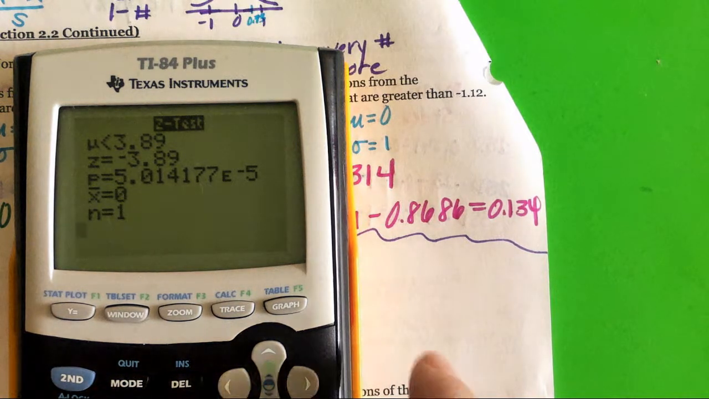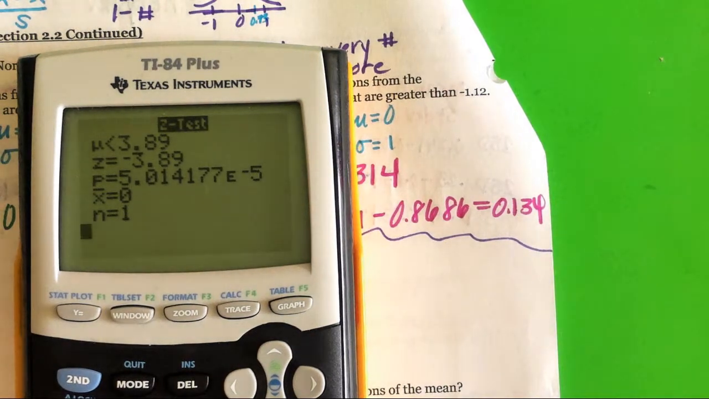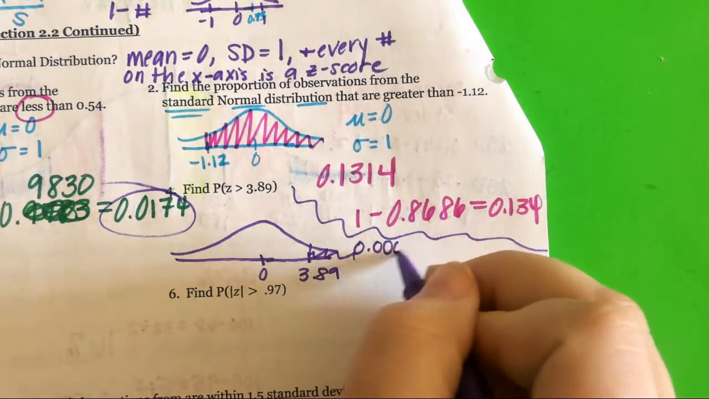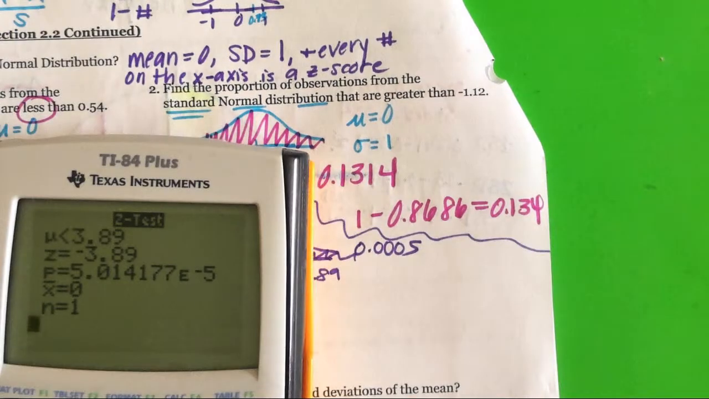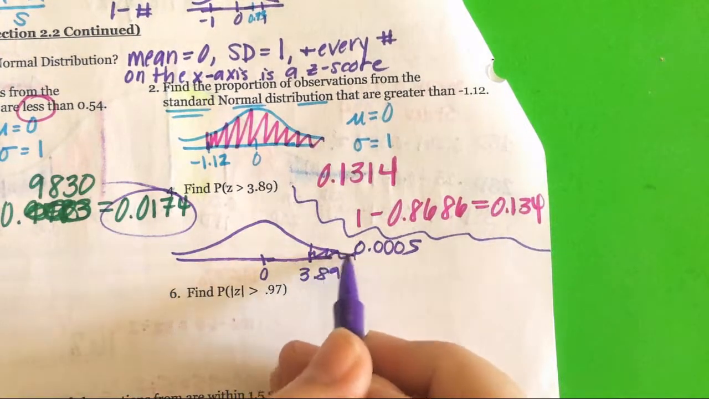Oh, that did work too, didn't it? So what's the answer? Oh, that's exactly what I got. It's 0.0005, because if you move the 0 over 5 times... Good job, Alex. It's 0.0005.